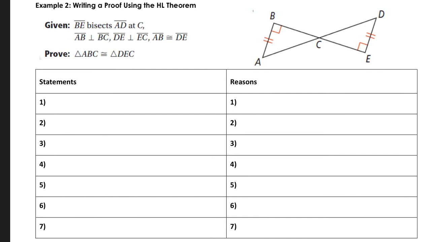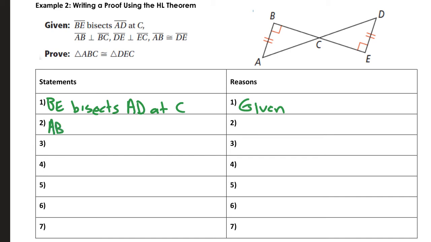So for example 2, we've got another proof, but we are not just filling in blanks, we're completing the entire proof. So I'm going to start this proof with what's given. BE bisects AD at C, and that's given.